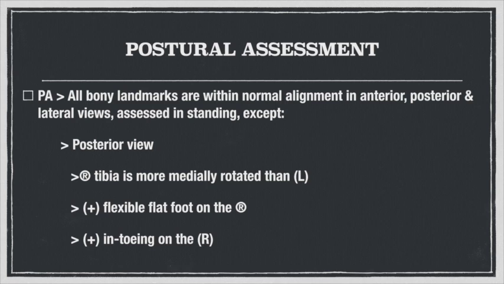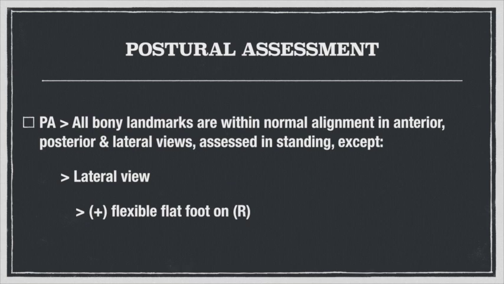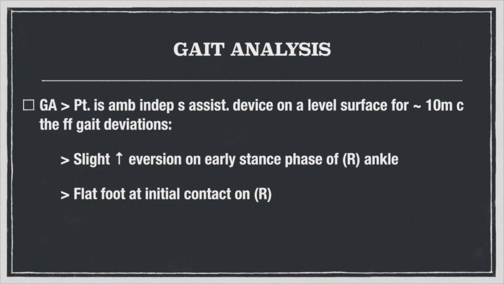It was observed that most of the right limb's postural landmarks compensated for the flat-footedness present on the right. In gait analysis, it was observed that the patient is ambulatory, independent without assistive device on level surface for approximately 10 meters with the following gait observed: slightly increased eversion in the early stance phase of the right ankle, and flat foot at initial contact on the right. This is also due to compensation from the flat-footedness present on the right.